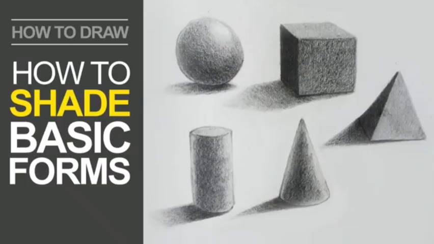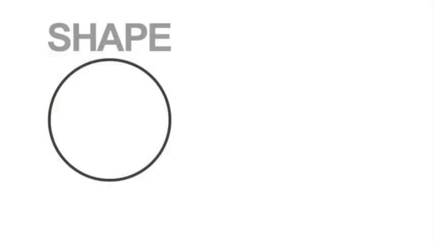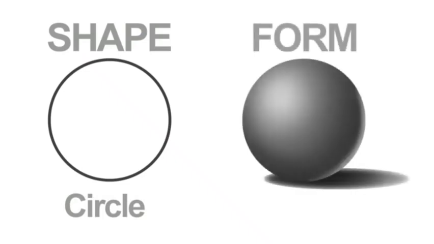Well, it all starts with understanding how to shade basic forms, and that's what we're going to take a look at in this video. We're going to start by just creating shapes, and then adding value to those shapes will create the illusion of form. Let's first determine what a shape is, though. A shape, of course, is a flat enclosed line. So if we take a line and close it up, we've created a shape, and in this case we have a circle.